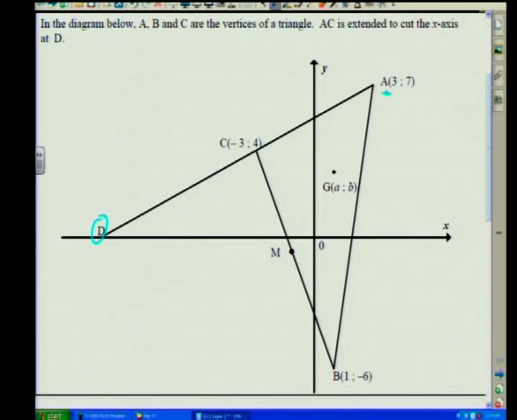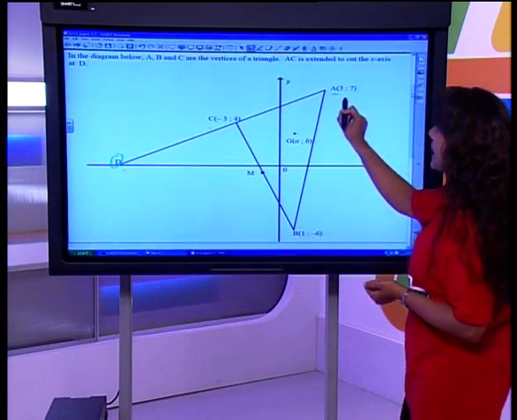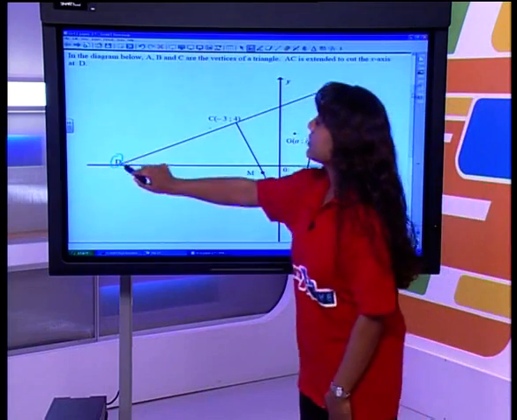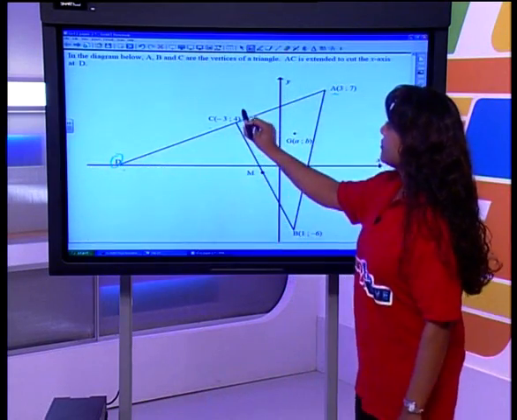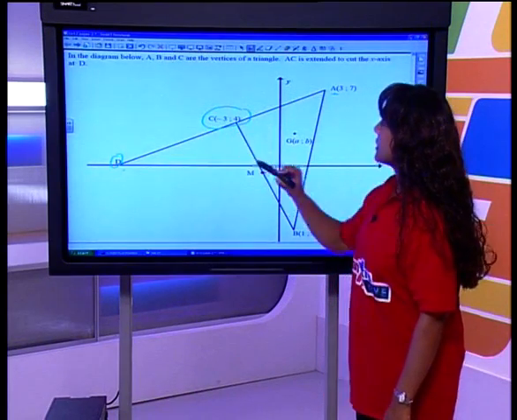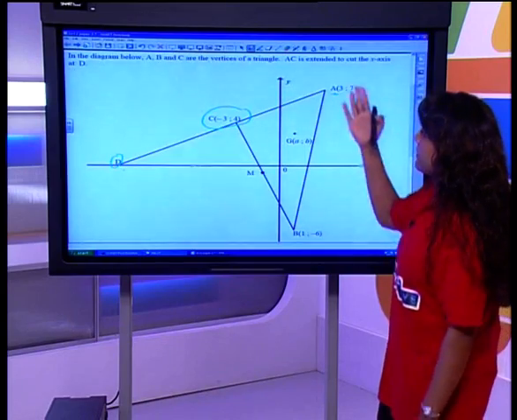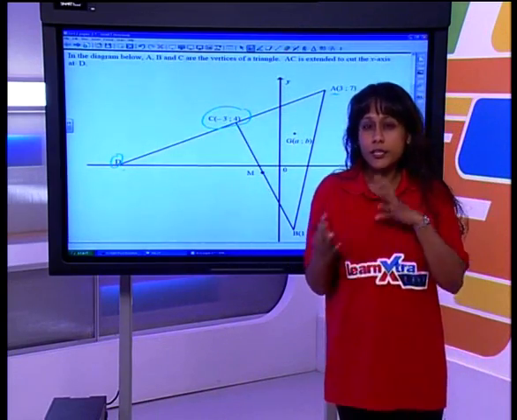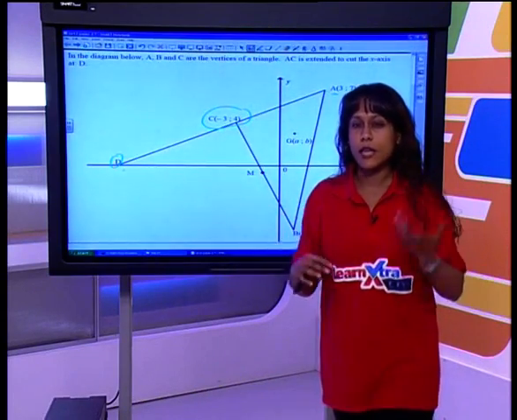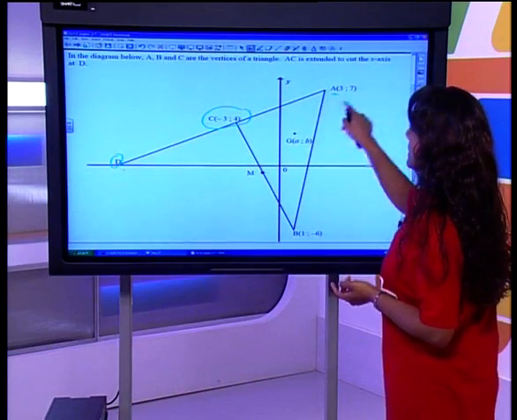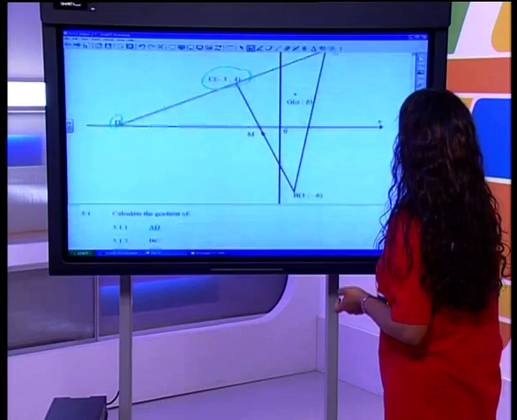However, A, C, and D are points on the same straight line. So therefore, anywhere on that line, the gradients are the same. So the gradient from A to C will be equal to the gradient from C to D, which will be equal to the gradient of the whole line AD. So even though we don't have the coordinates of point D, we can use the coordinates of a point on the line to help us work out the gradient. So we're really finding the gradient of AC, which is exactly the same as the gradient of the whole line AD. Okay, so we're going to use the coordinates 3, 7 and minus 3, 4.